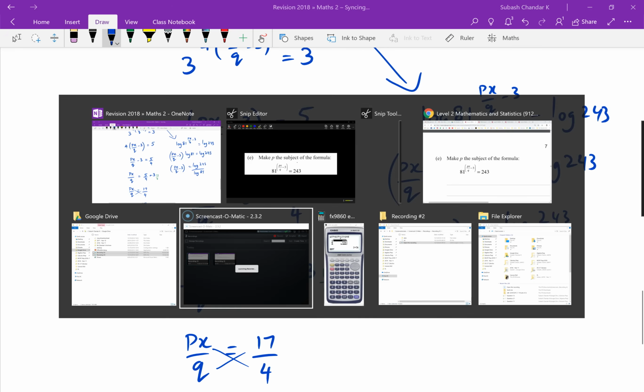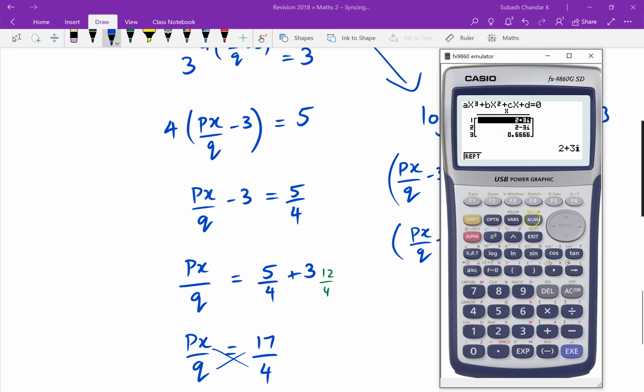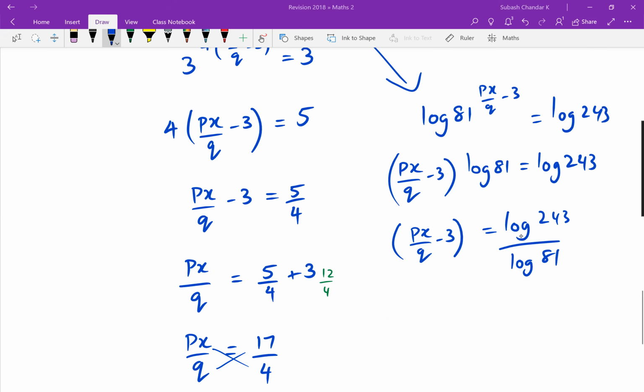Now here's the thing though. If I do log 243 divided by log 81, I get 1.25 or 5 over 4. So basically what's happening is I've done all that extra work to get to the second line in the previous one. Well, you're just making more work for yourself, aren't you?